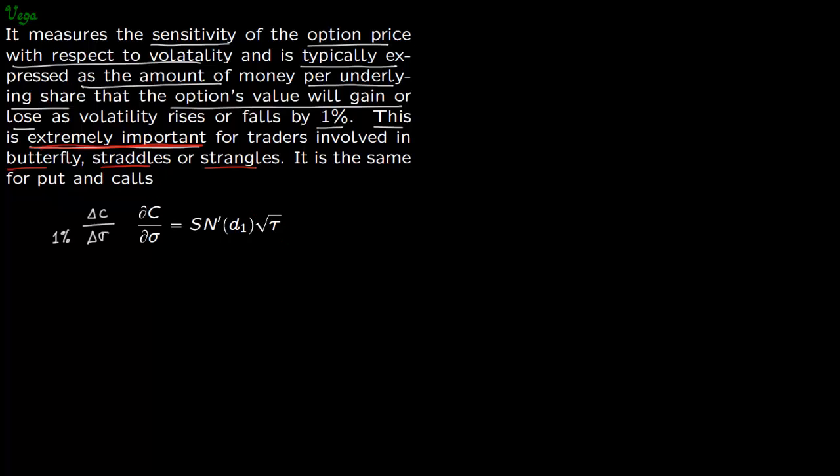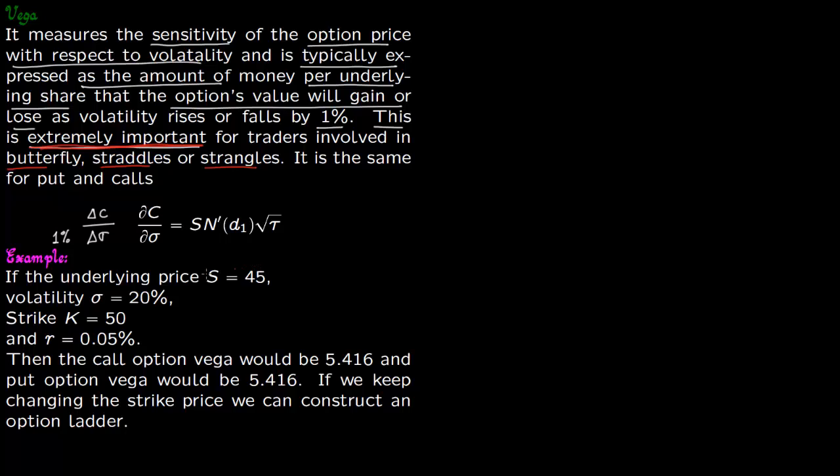So let us do an example. Say spot price is 45, volatility is 20%, strike is 50, risk-free rate is 0.05%, and our tau is 3 months. So then the call option Vega would be 5.416 and the put option Vega would also be the same, 5.416.